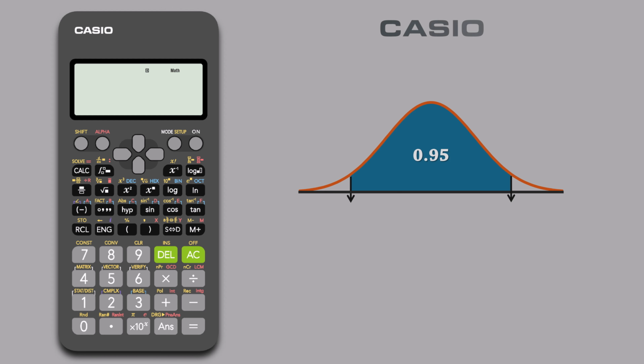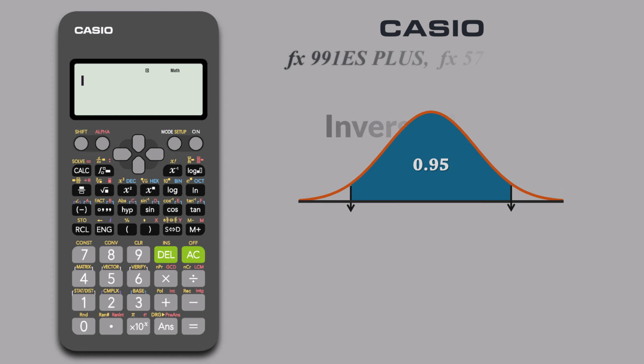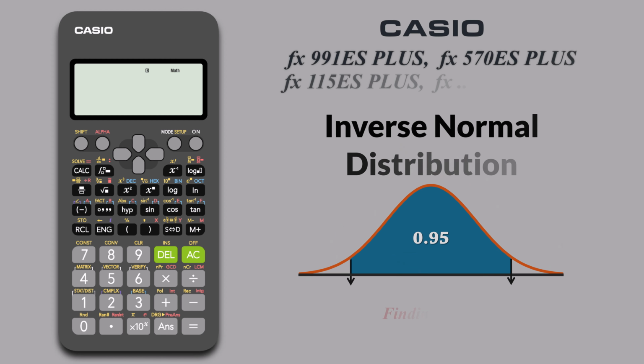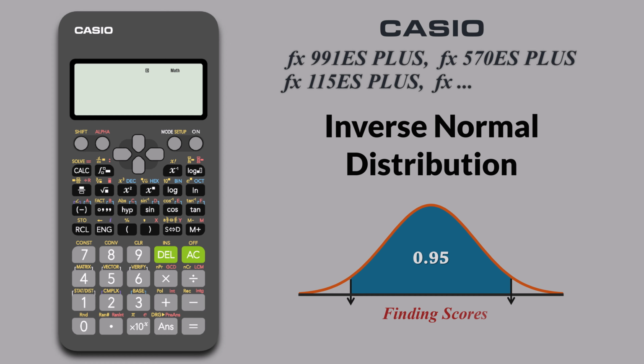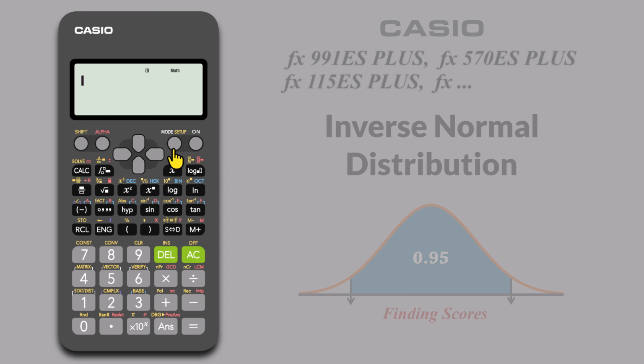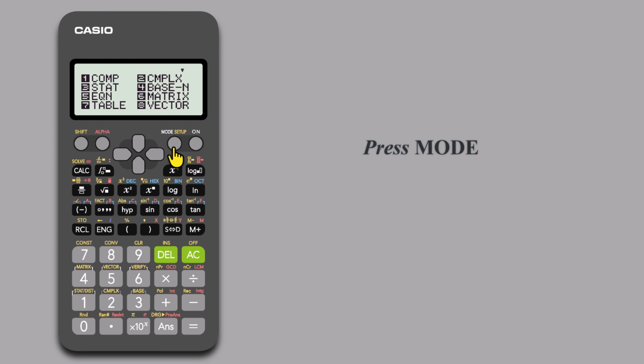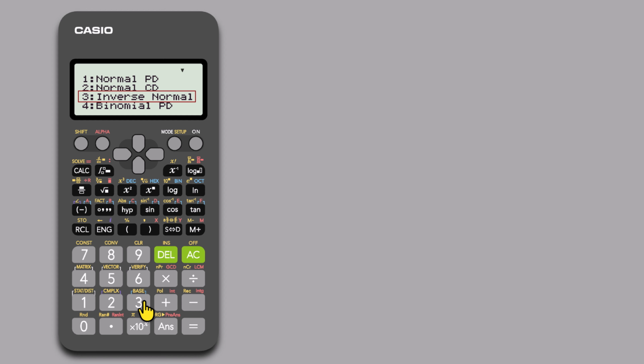In this video, I'm going to show how to use the Casio FX calculator series to quickly generate inverse normal distribution values. To begin, press Mode. You'll notice a down arrow on the screen, which means there are more options available. Press the down arrow to reveal them. Now press 3 for dist distribution, and then select 3 again for inverse normal.